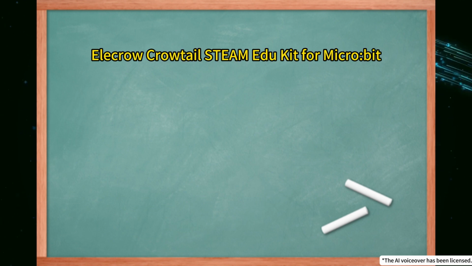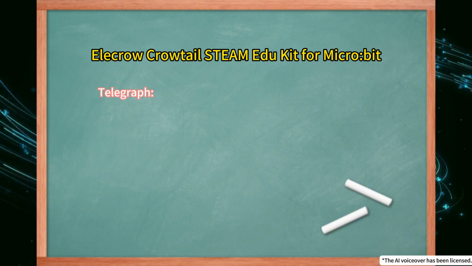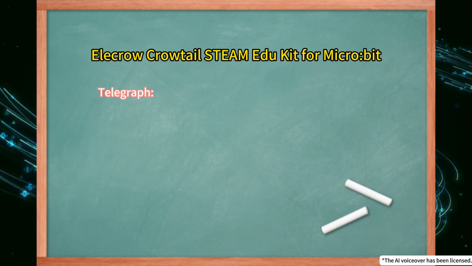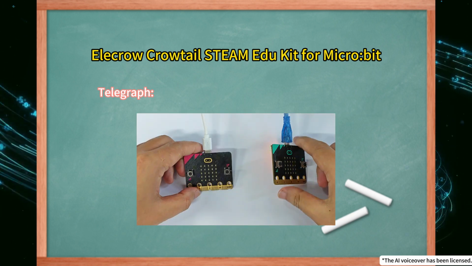Today we're going to cover the fifth program in the Elecrow Crowtail STEAM Edu Kit for Microbit Kit, how to make a wireless telegraph using Microbit. You can use it to send messages to your friends, just like a telegraph. First, let's take a look at this wireless telegraph in action.